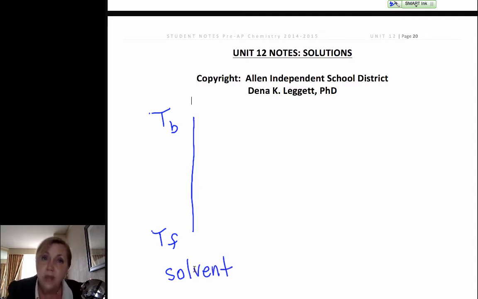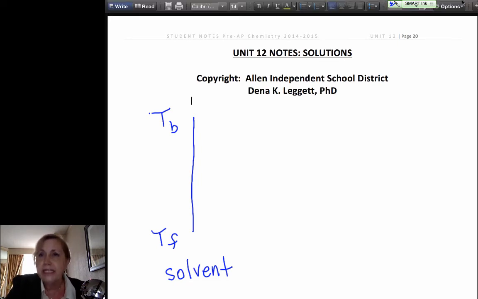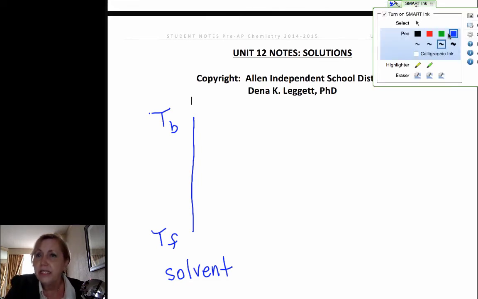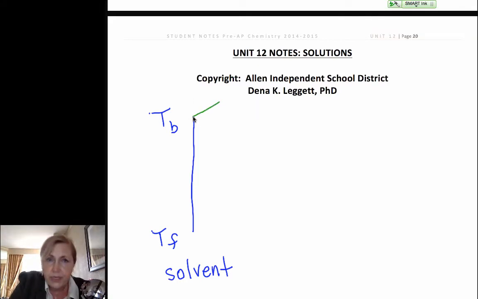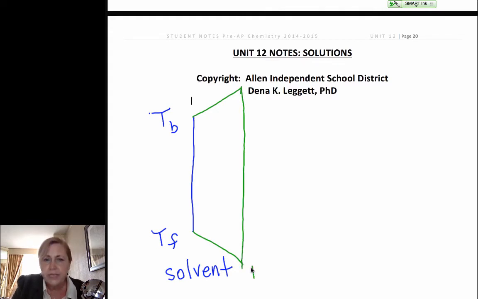once we add a solute, what happens is that the boiling point will be elevated. So the boiling point will go up and the freezing point will go down. So we call that boiling point elevation and freezing point depression. So this would be for the solution. SOLN is short for solution for me.